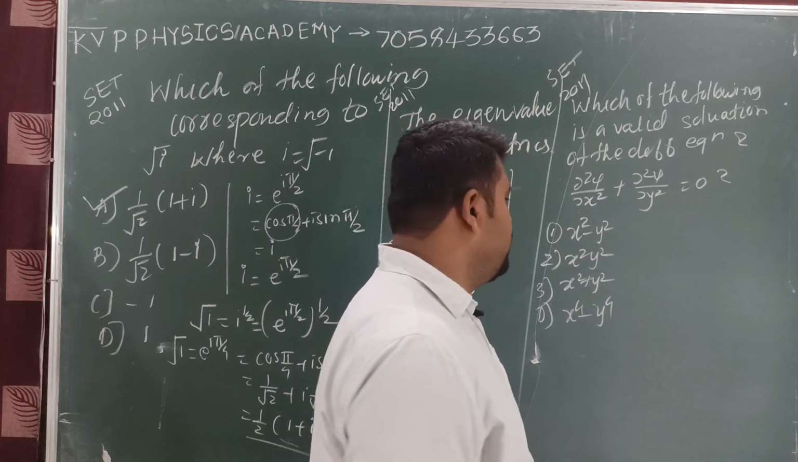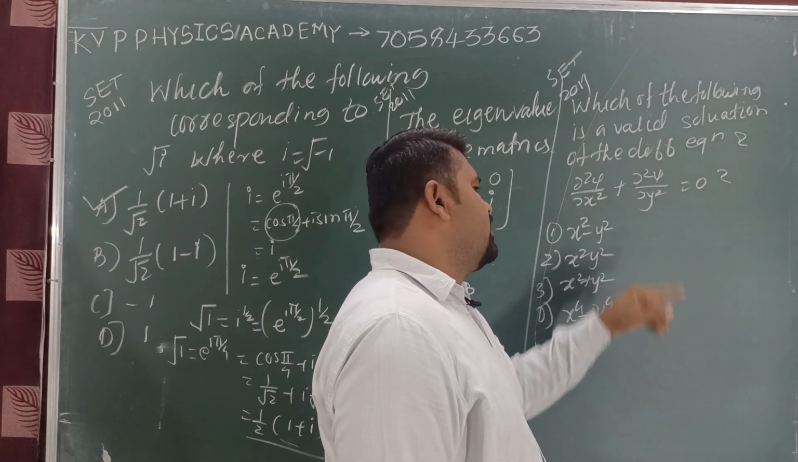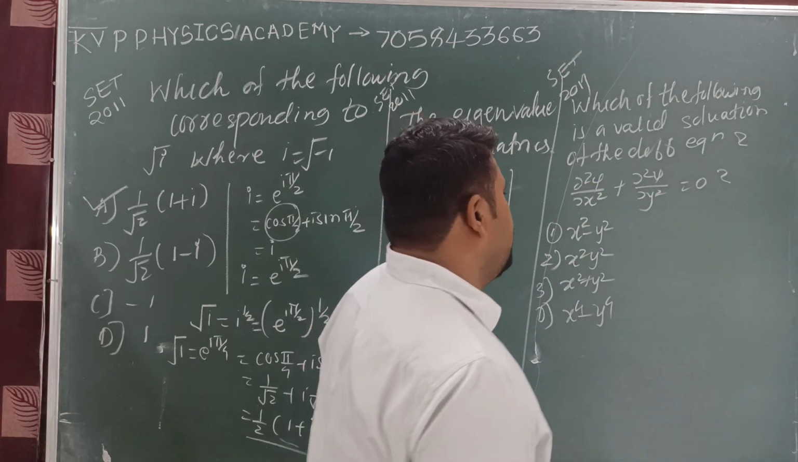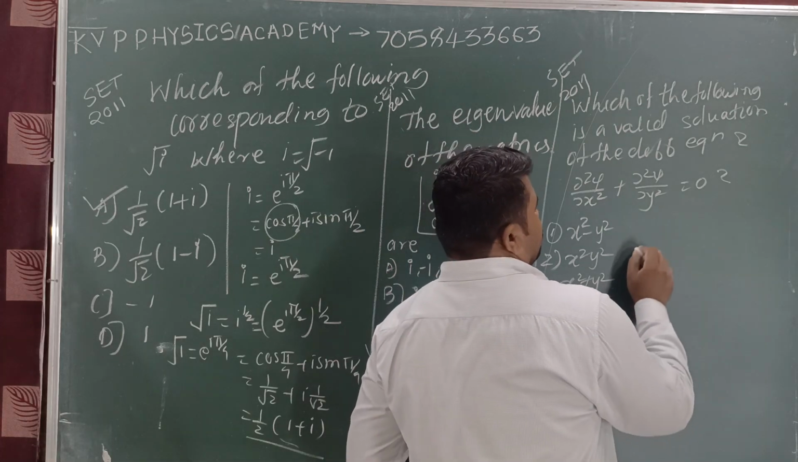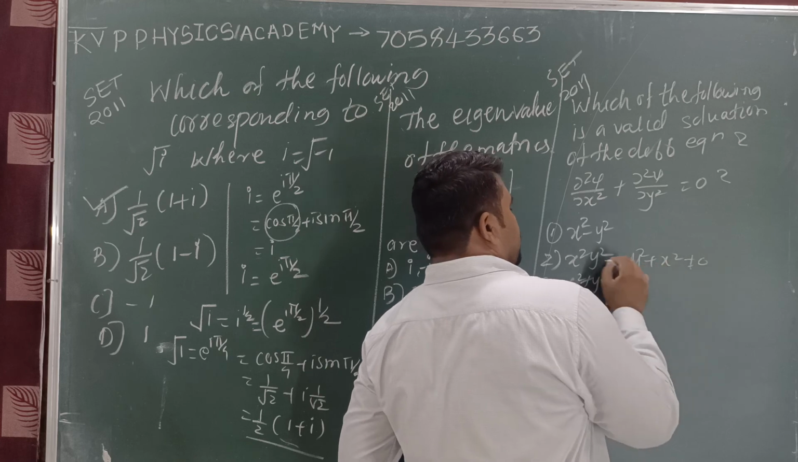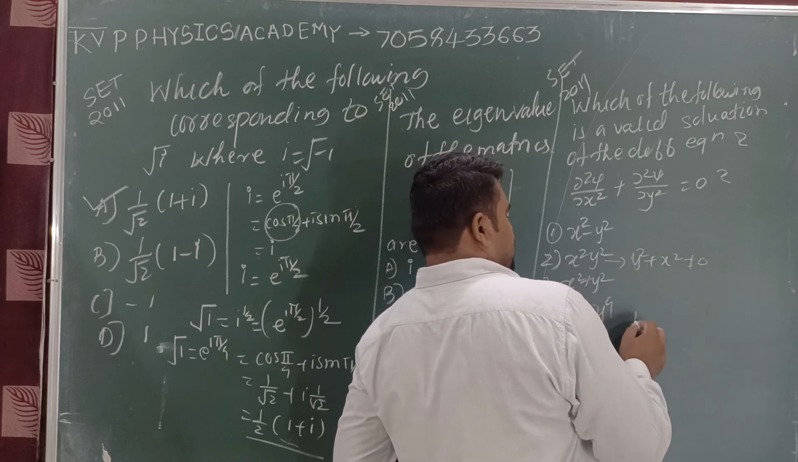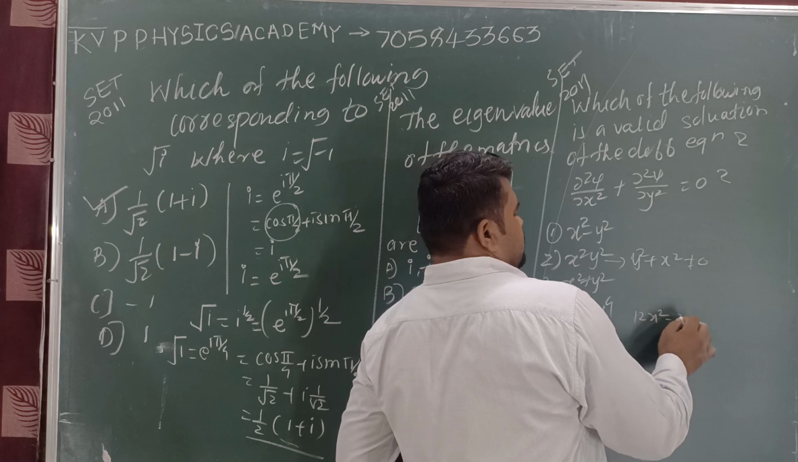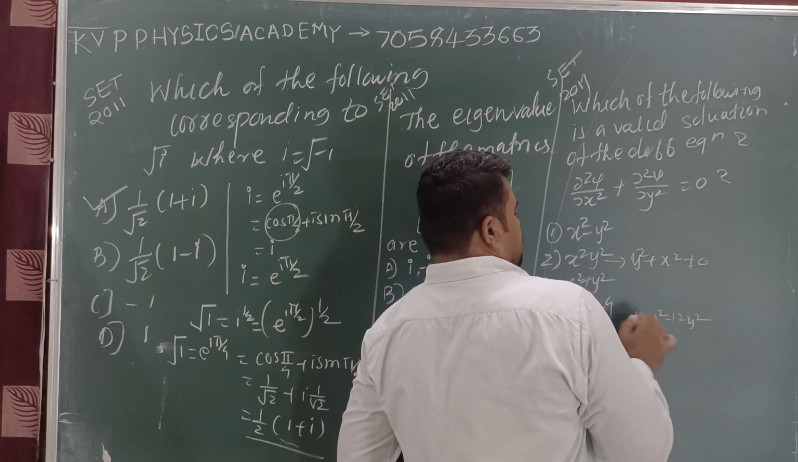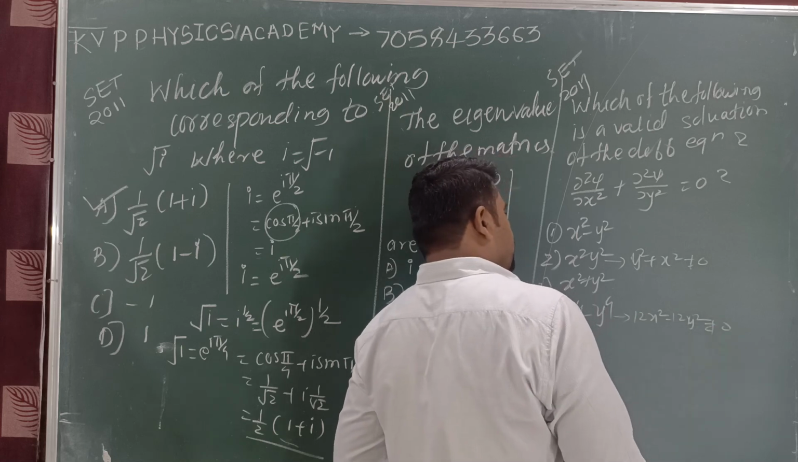It doesn't give 0. Why? Because the derivative of x square is 2x, and the derivative of y square is 2y, and in the second case we get y square plus x square. Now this is not equal to 0. Okay, this one. Second, x to the power 4, and here we get 12x square minus 12y square. This is not equal to 0. Means this option is also not correct.